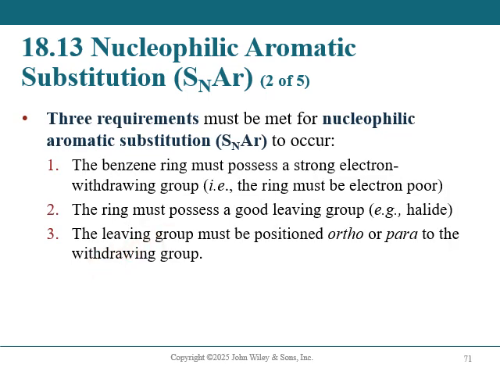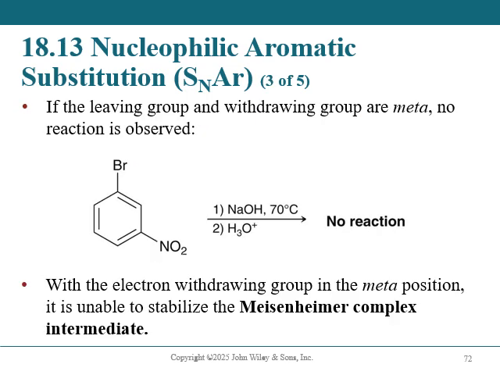Three requirements, or three things that need to happen for nucleophilic aromatic substitutions to take place. First, the benzene ring must possess a strong electron withdrawing group. Second, the ring must possess a good leaving group. And third, the leaving group must be positioned ortho or para to the withdrawing group. If the leaving group and withdrawing group are meta, the reaction doesn't happen. With the electron withdrawing group in the meta position, it is unable to stabilize the Meisenheimer complex intermediate.